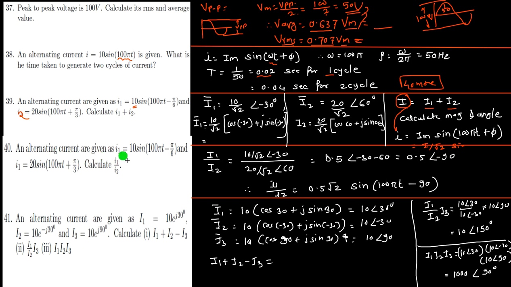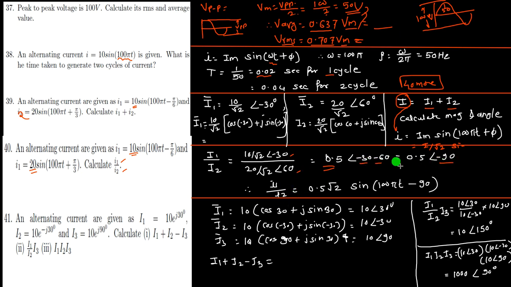Similarly, an alternating current is given, the same as the previous case. We have to calculate I1 by I2. So I1 by I2 is 100 by root 2 at an angle of 30, over 20 by root 2 at an angle of 60, to convert this maximum into RMS value. The 10 by root 2 will be cancelled, so 10 by 20 will give you 0.5. Angle of numerator minus angle of denominator, so 30 minus 60 will give you minus 90.